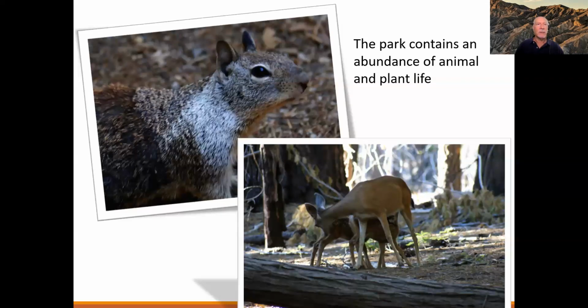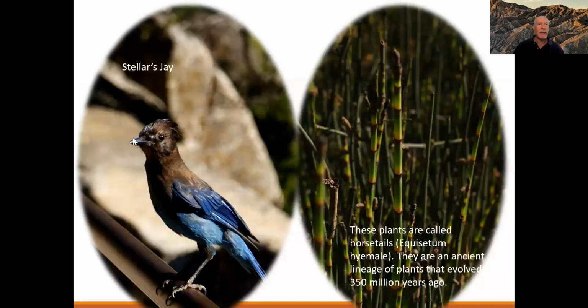And the park has an abundance of wildlife. We get squirrels and deer. We get these type of just gorgeous birds called Steller's jays. They're actually pretty common out in the western United States. This is an ancient type of plant called equisetum or horsetails. They evolved before the dinosaurs. They've been around for hundreds of millions of years, 300 million years.